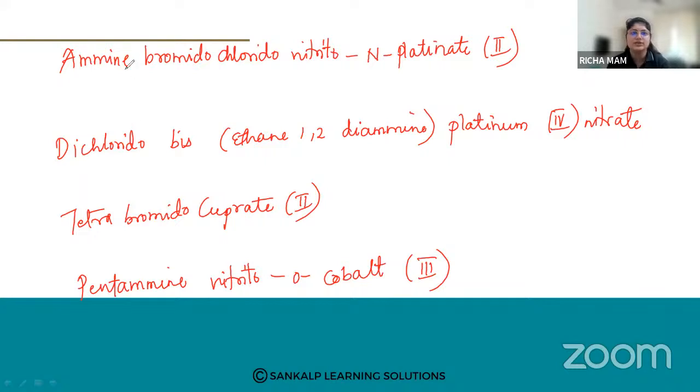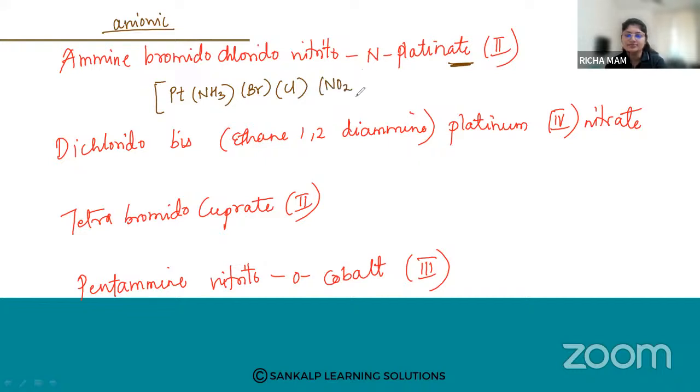Find out these names. So amine, bromido, chlorido, platinate. So platinate it is. So again, it is an anionic complex. Platinate means it is an anionic complex. So what will there be? Bracket. So platinum. So let us write amine. Then I'll write bromine. Then I'll write chlorido. Okay, then I have nitrito. Nitrito is what? NO2. So nitrito.